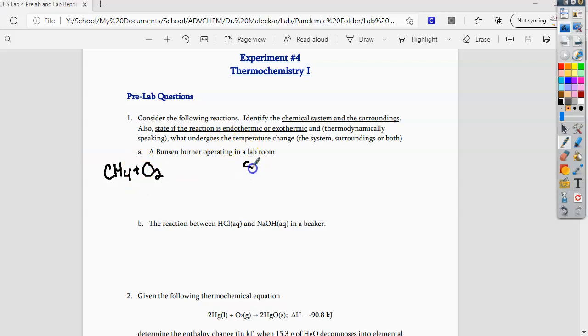Make sure for each of these, you label clearly, my system is, my surroundings are. You tell if it's endothermic or exothermic, and then what undergoes temperature change. The surroundings are always going to undergo the temperature change. Just make sure you explain for each of them whether they're increasing or decreasing. Same thing for this. If you don't know whether this is an endothermic or exothermic reaction, Google this reaction and you will be able to see.